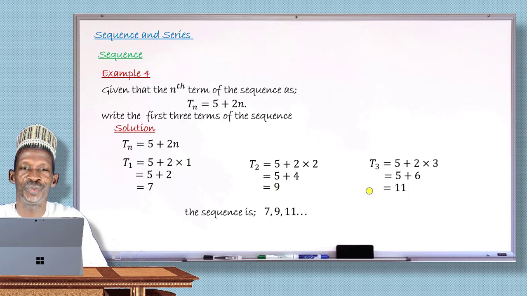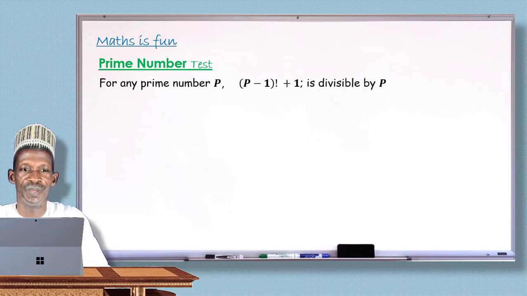And let me just move quickly to the last segment, Mass Span, and explain how you can now test a given number, whether it is a prime or not. So it says for any prime number p, take (p minus 1) in brackets, and the factorial of that bracket, add 1 to the result. This result, if that number p is prime, must be divisible by the number p itself. Let's just test and see.